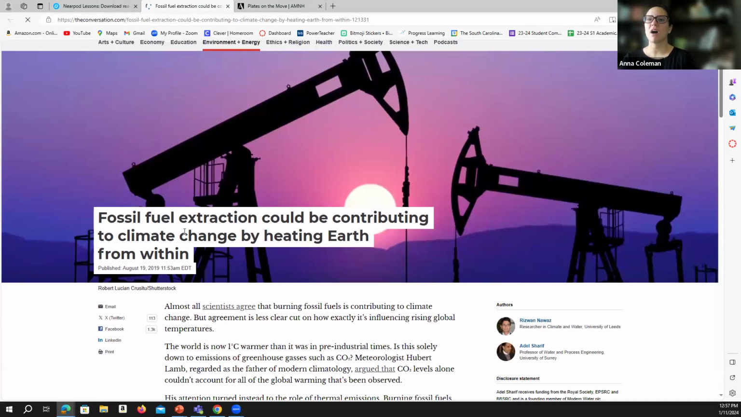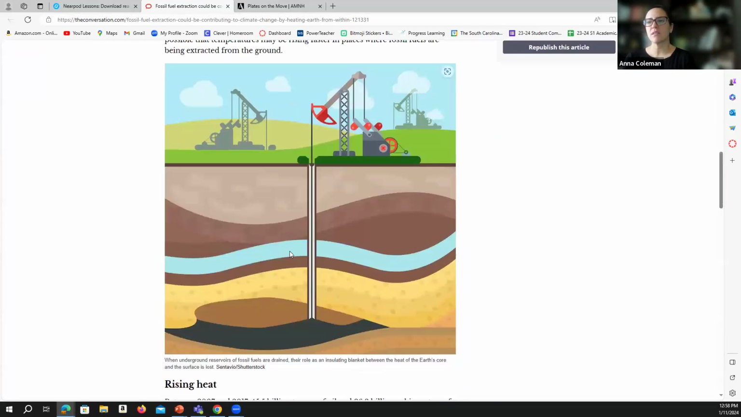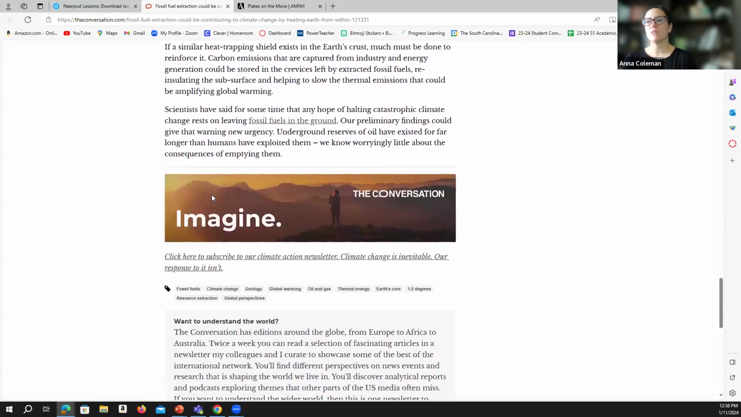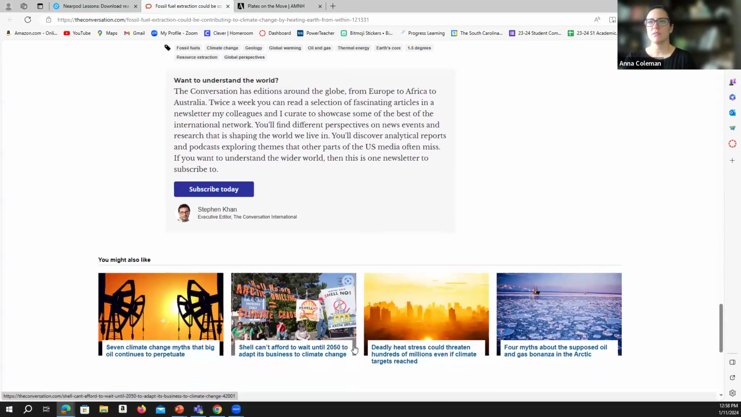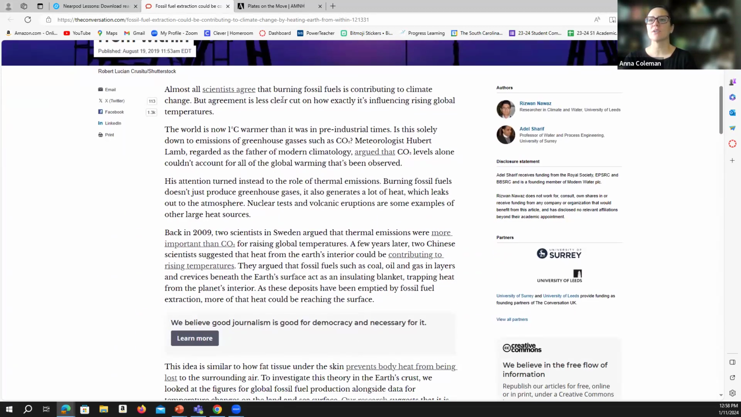You're going to read this fossil fuel article. Again, this is their theory. Read through this article right here. Almost all scientists agree that burning fossil fuel is contributing to climate change, but agreement is less clear-cut on how exactly it's influencing rising global temperatures. Again, this is their theory.